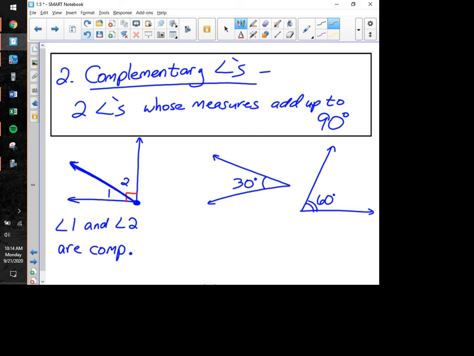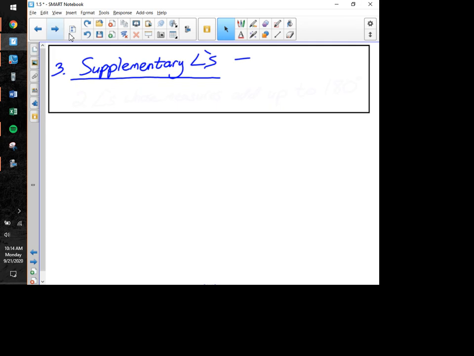So again, if I called this angle 3 and this angle 4, we could also say here that angle 3 and angle 4 are complementary as well. So they can be adjacent like 1 and 2, but they don't have to be adjacent like 3 and 4. Okay, so that's what the word complementary means when we're talking about angles.